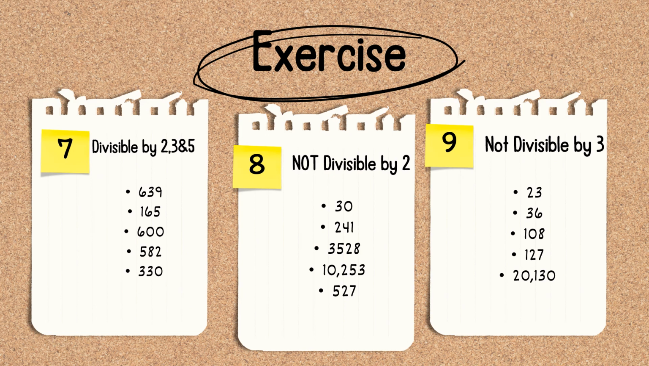108. Let's get the sum of the digits. 1 plus 8 equals 9. 9 is divisible by 3, so we will not choose it. 127. Let's get the sum of the digits. 1 plus 2 equals 3. 3 plus 7 equals 10. 10 is not divisible by 3. Yes, this applies the requirement. We will choose it. It is not divisible by 3.